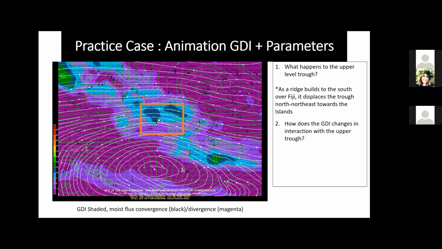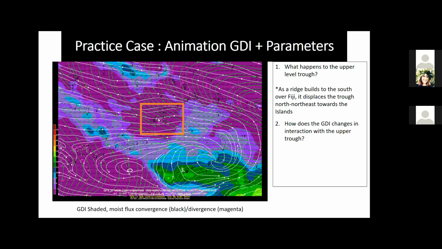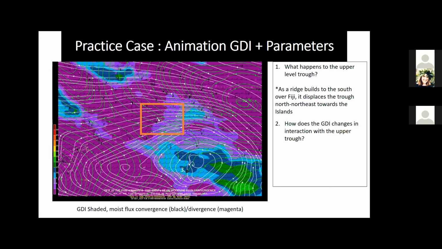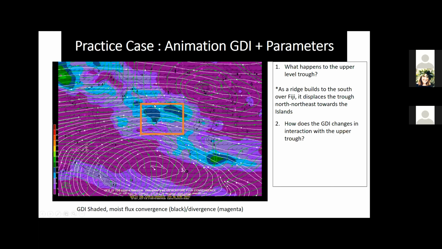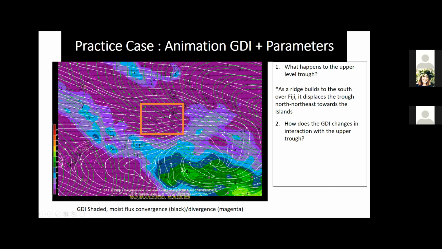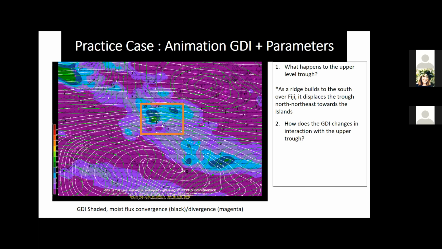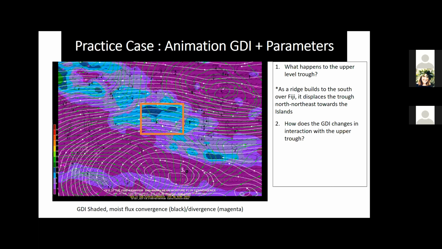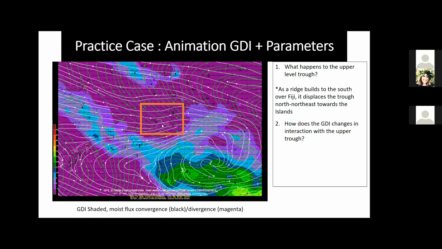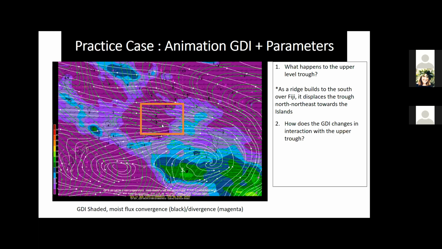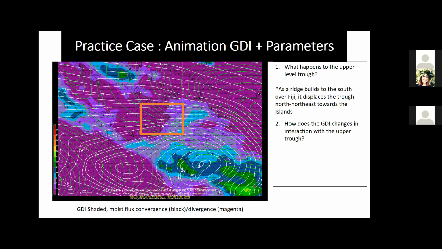How does the GDI change in interaction with the upper level trough? We can see that the GDI, especially in the forecast area that we're looking at, is increasing, showing better potential for deeper convective instability. Remember that the core of the upper level trough is one of the things that is going to be enhancing the GDI the most.